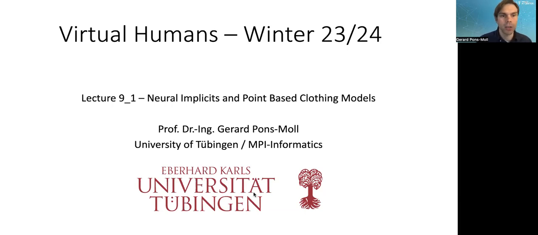Welcome. This is lecture 9.1, Neural Implicits and Point-Based Clothing Models. This is going to be part 3. In the previous video, we saw part 2, which was based on neural implicit models for humans.